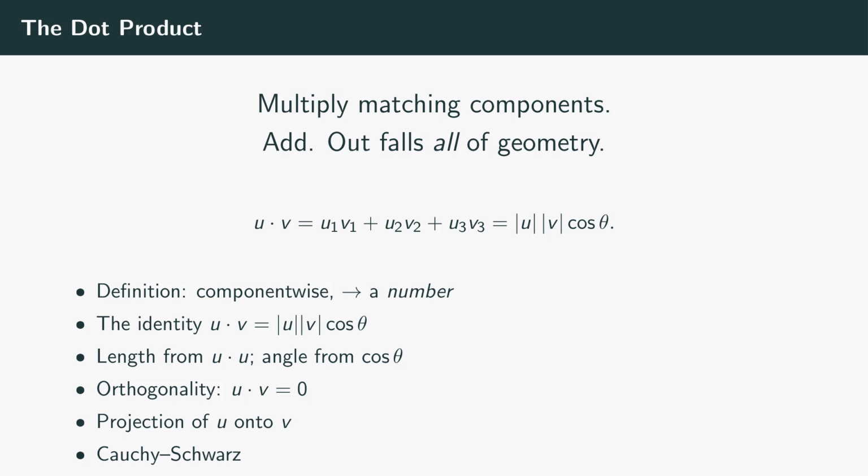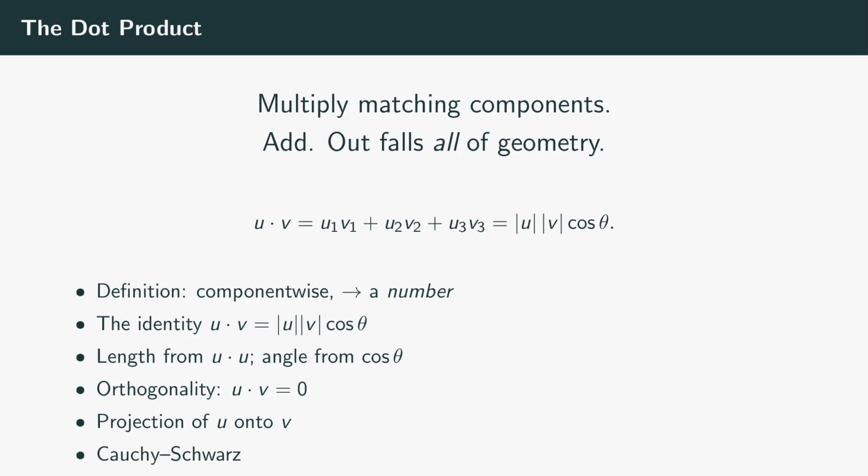Welcome back. In the first two episodes, our vectors could do exactly two things, scale and add. They had no way to measure themselves. There was no length living inside the algebra, no angle, no way to even ask whether two vectors are perpendicular. Today, one operation fixes all of that, and it is almost insultingly simple.